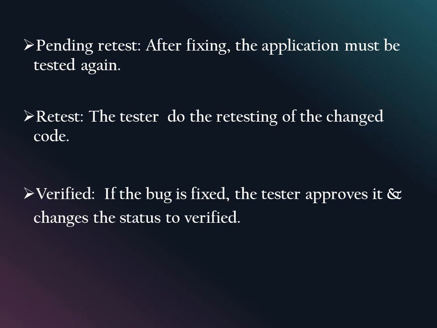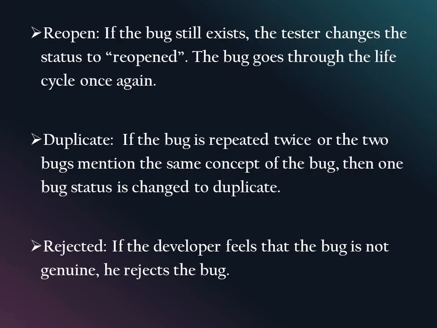Verified. If the bug is fixed, the tester approves it and changes the status in his or her bug report to verified. Now reopen. After the retest, the tester will come to any one of the conclusions. Either it is fixed or it still exists. If the bug still exists, the tester changes the status to reopen. Then the bug goes through the life cycle once again. If it is fixed, it can be closed.